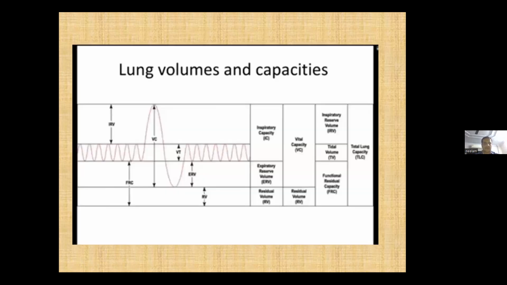Coming to the lung volumes and capacities, I'll not go much into the detail. This is mostly physics, but what is of interest to me is this part, that is the functional capacity.